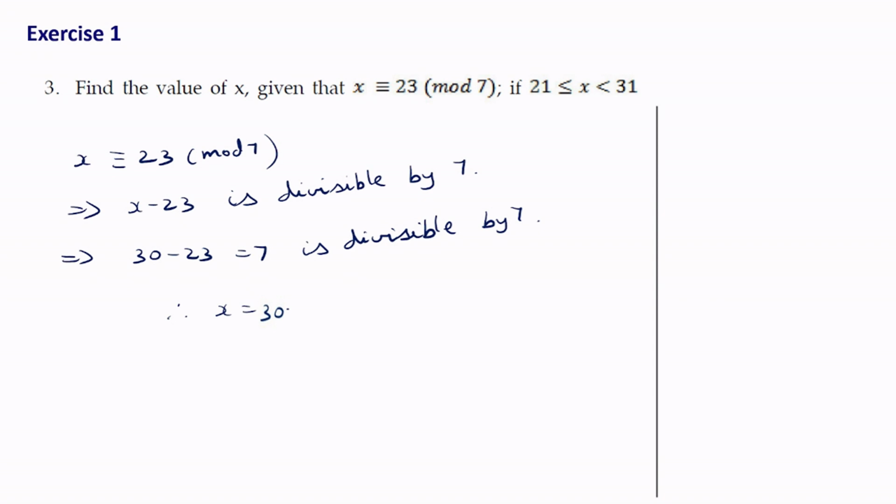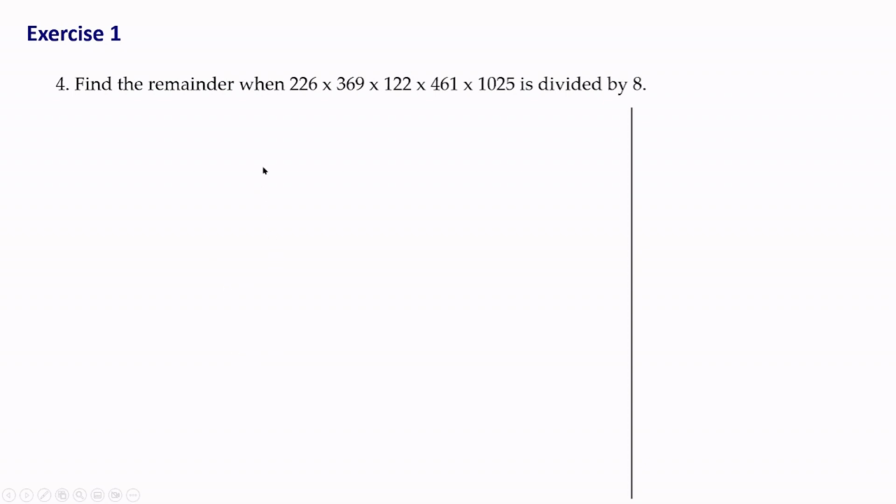Similar questions can be expected in multiple choice questions for 1 mark. Let us continue. Find the remainder when 226 into 369 into 122 into 461 into 1025 is divided by 8. So we have to find 226 into 369 into 122 into 461 into 1025 mod 8. If we find mod 8, we will know the remainder when we multiply all these and divide by 8.